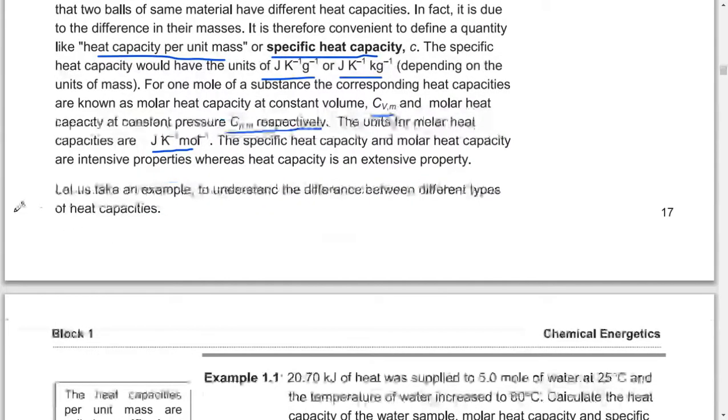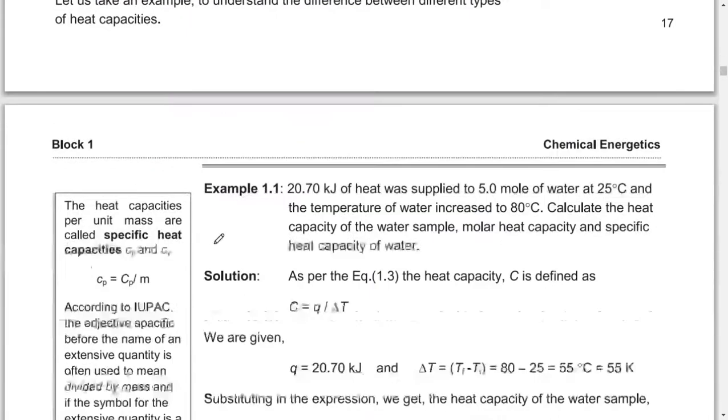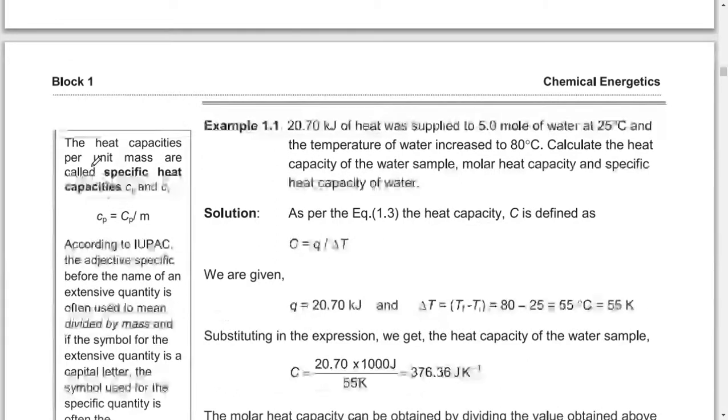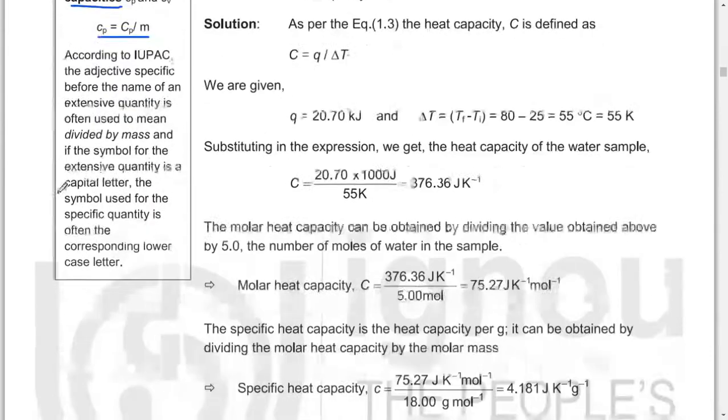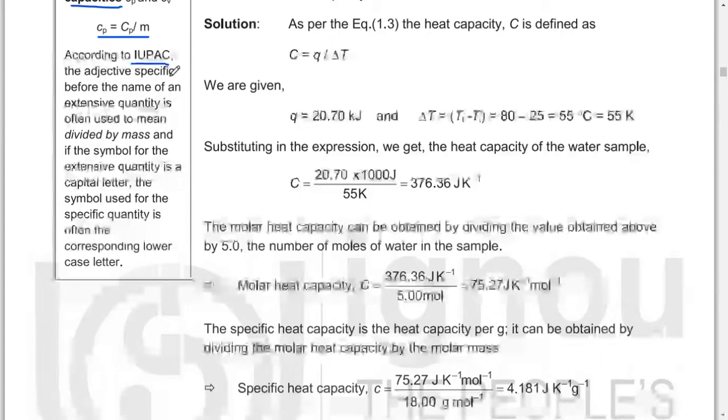Let us take an example to understand the difference between different types of heat capacity. The heat capacity per unit mass is called specific heat capacity, cp and cv. cp equals Cp by m. According to IUPAC, the adjective specific before the name of an extensive quantity is often used to mean divided by mass, and if the symbol for the extensive quantity is a capital letter, the symbol used for the specific quantity is often the corresponding lowercase letter.